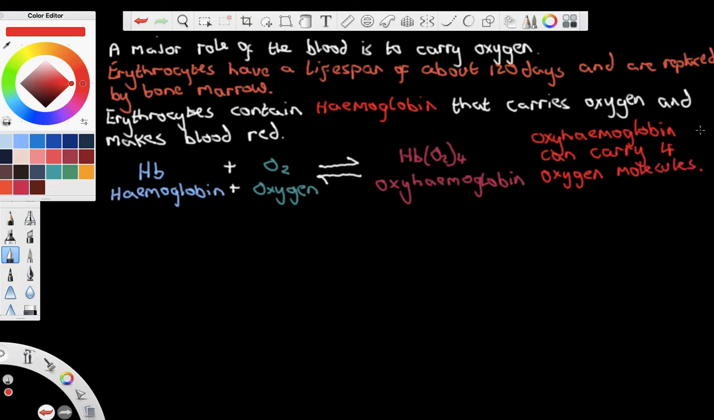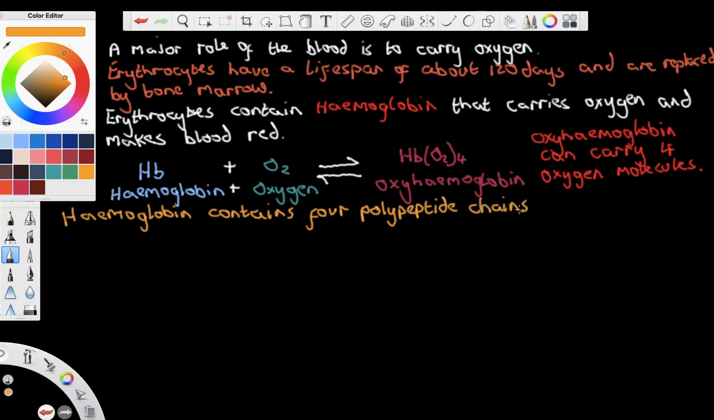Now, the reason it can carry 4 is because hemoglobin contains 4 peptide chains, each with iron. So hemoglobin contains 4 polypeptide chains, each containing iron.